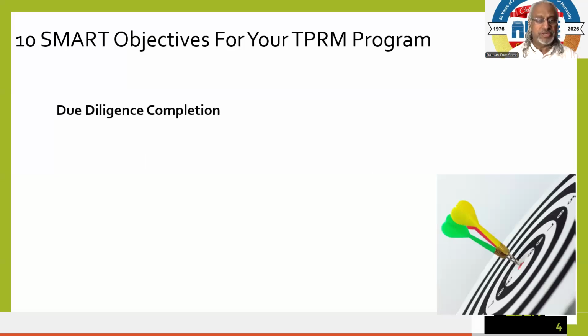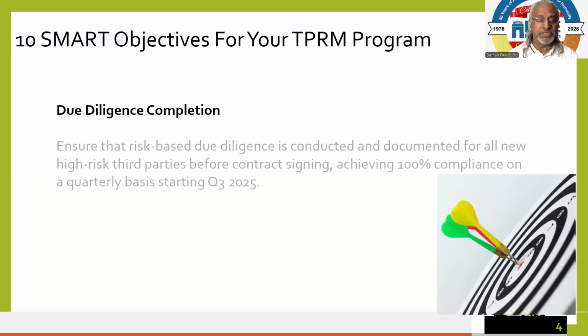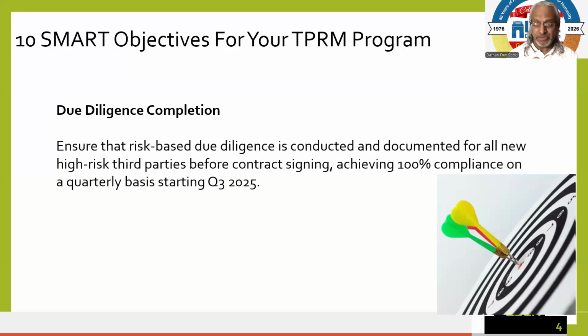The second one I'm going to give is towards due diligence completion. We will ensure that risk-based due diligence is conducted and documented for all new high-risk third parties before contract signing. Very important. Achieving 100% compliance. Targets have been set, measurable on a quarterly basis starting from the third quarter of this year. So this is smart on that scale, it will pass.